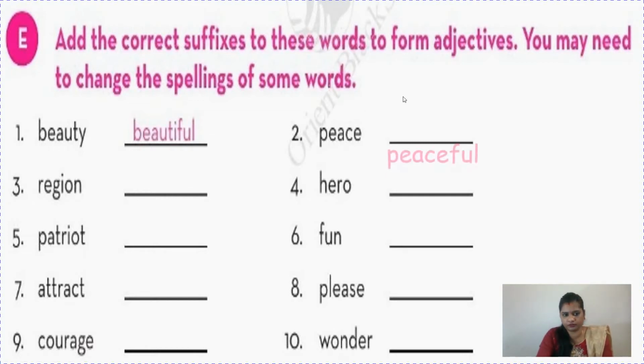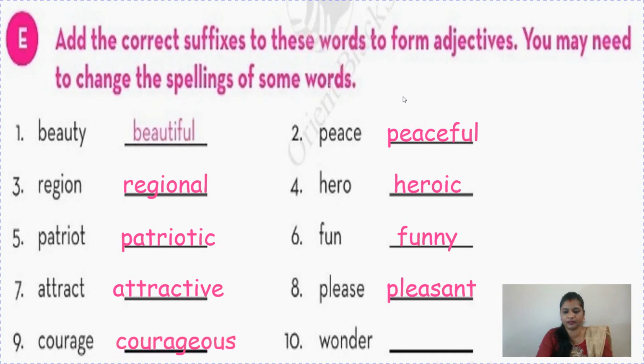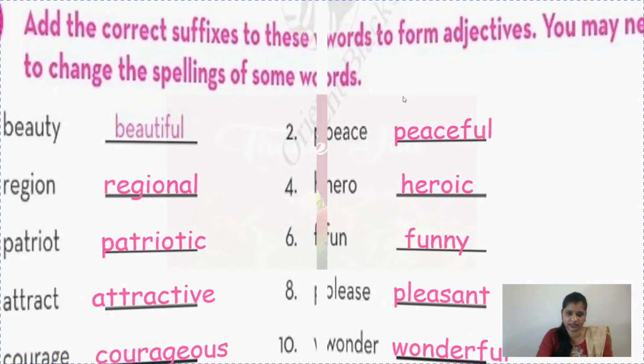Beauty, beautiful. Peace, peaceful. Region, regional. Hero, heroic. Patriot, patriotic. Fun, funny. Attract, attractive. Please, pleasant. See here we have changed the spelling, s-a-n-t. We have to remove e. Courage, courageous. Wonder, wonderful. See children, here we have changed the spelling of only one word, please, but you will find more words where we change the spellings.